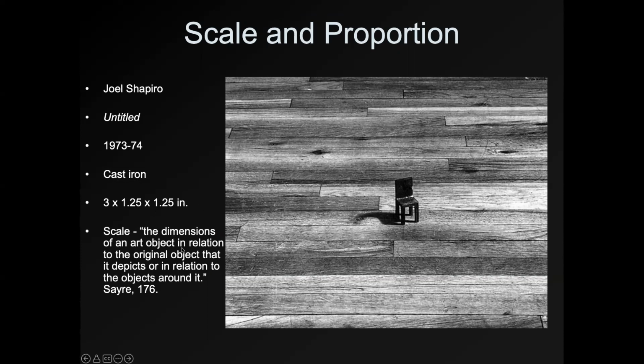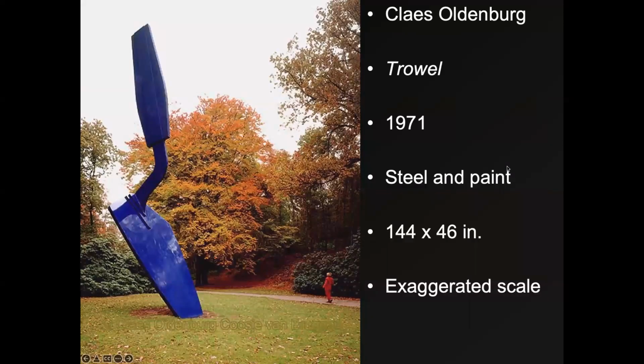So scale, the dimensions of an art object in relation to the original object that it depicts or in relation to objects around it. And I would also add to that our expectations of the size of the object, which is what Joel Shapiro is working with in this one. So you can go the other way with Claes Oldenburg and his trowel. And you can see from the person right here, this is not a usable trowel for someone in a garden, but maybe there's giants. So in the previous one, we have a tiny, tiny little scale. And in this one, we have an exaggerated scale in the other direction. It just has this hugeness.